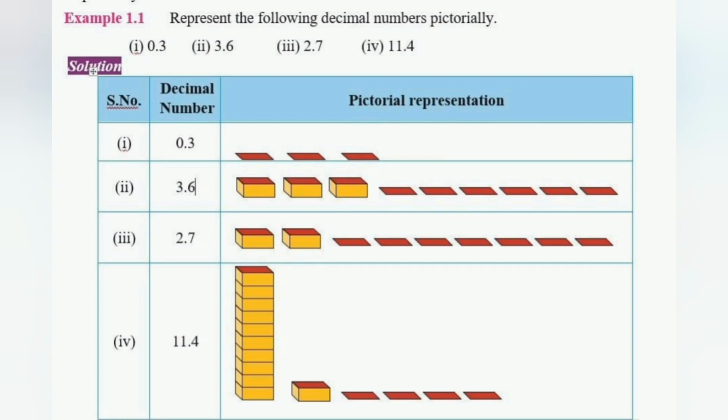The next one, you can see 2 ones blocks are there. So the whole number is 2. Okay, 7 square sheets are there now. So 7 tenths. The decimal number is 2.7.